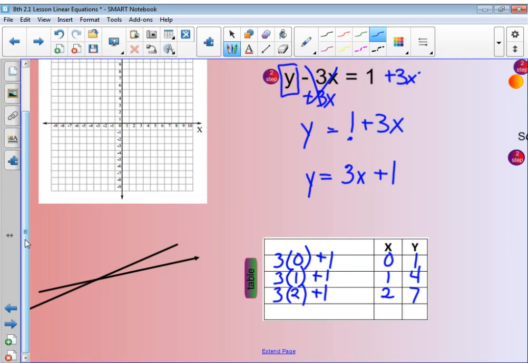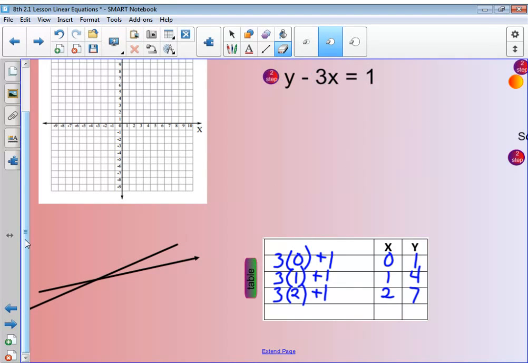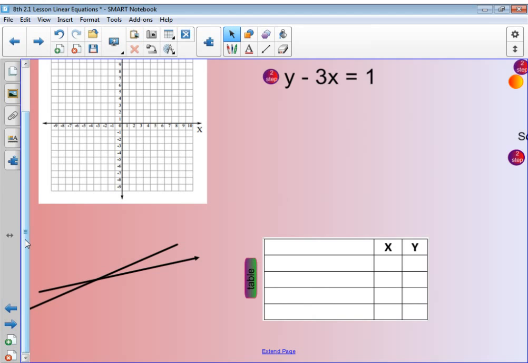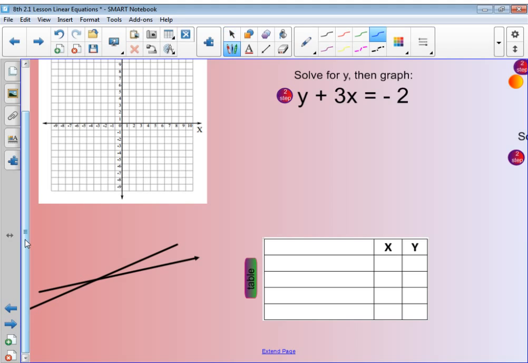Okay, and then I'll go ahead and graph those on my graph and make sure that they make a line. Okay, so I want you guys to try this next one on your own. And I want you to work through it. And I also want you to go ahead and solve the x's and the y's. Okay, so for your x's, go ahead and use 0, 1, and 2.